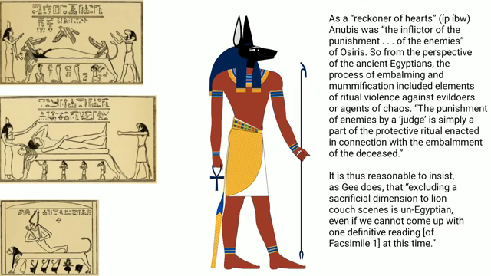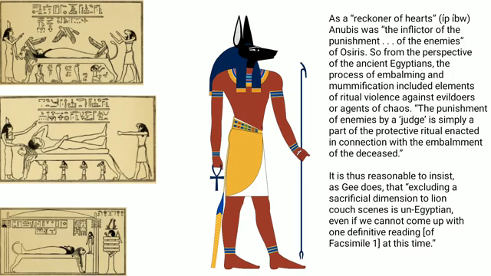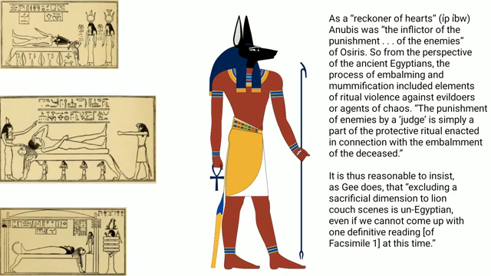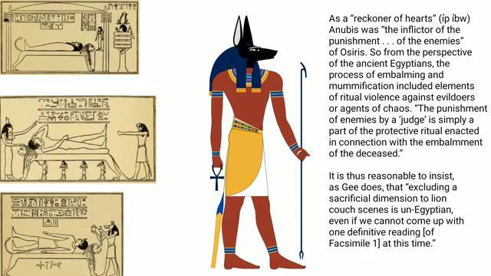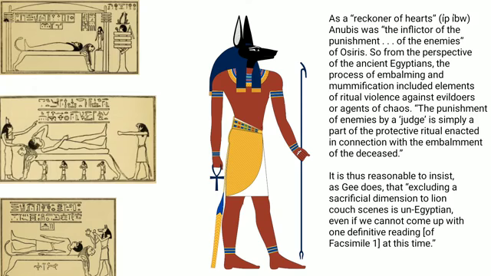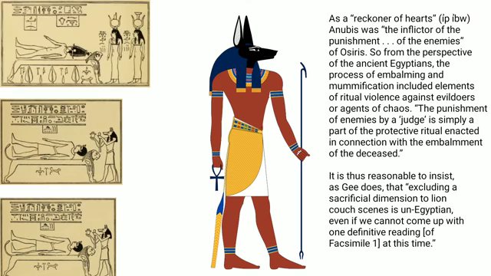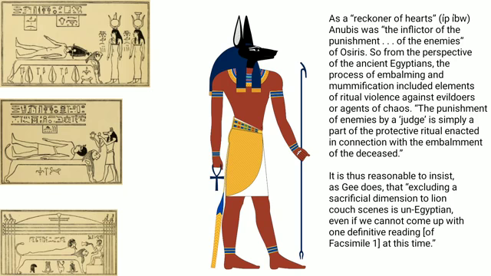As a reckoner of hearts, Anubis was the elicitor of the punishment of the enemies of Osiris. So, from the perspective of the ancient Egyptians, the process of embalming and mummification included elements of ritual violence against evildoers or agents of chaos. The punishment of enemies by a judge is simply a part of the protective ritual enacted in connection with the embalmment of the deceased. It is thus reasonable to insist, as Gee does, that excluding a sacrificial dimension to lion couch scenes is un-Egyptian, even if we cannot come up with one definitive reading of Facsimile 1 at this time.